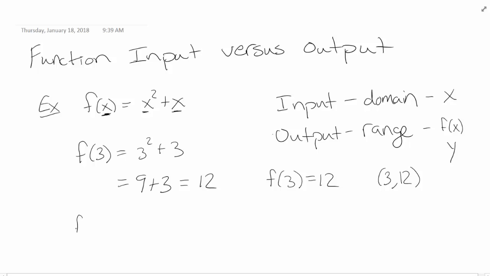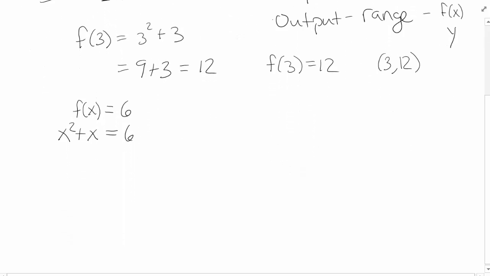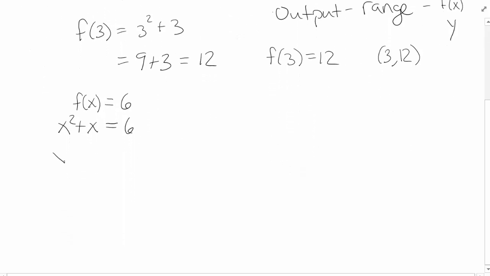Versus, let's say I wanted instead to have, well, what's the x value such that f of x is equal to 6? So since f of x is equal to 6, that tells me 6 is an output. My function f of x is x squared plus x, so I'm replacing f of x with x squared plus x, and I want to know, well, when is that equal to 6? Well, I can probably solve this if I shuffle everything to one side, so x squared plus x minus 6 is equal to 0. This side factors, I think it's x plus 3, x minus 2.